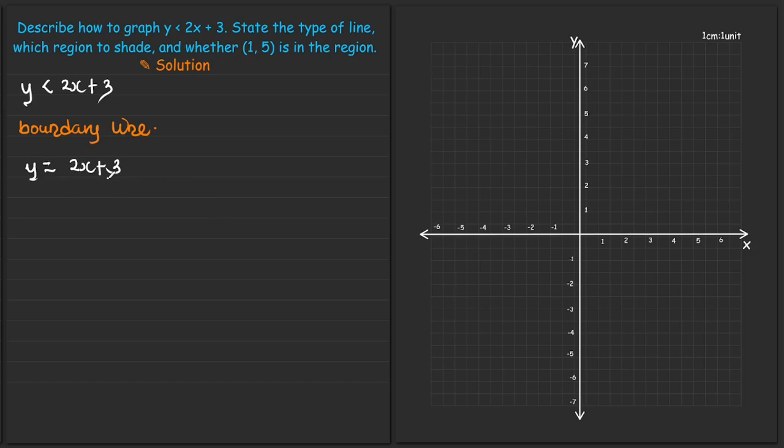Now, how do we draw this on our graph? We know that if you want to draw a line on a graph, you need at least 2 points. And for those 2 points, your x-intercept and your y-intercept will be fine.